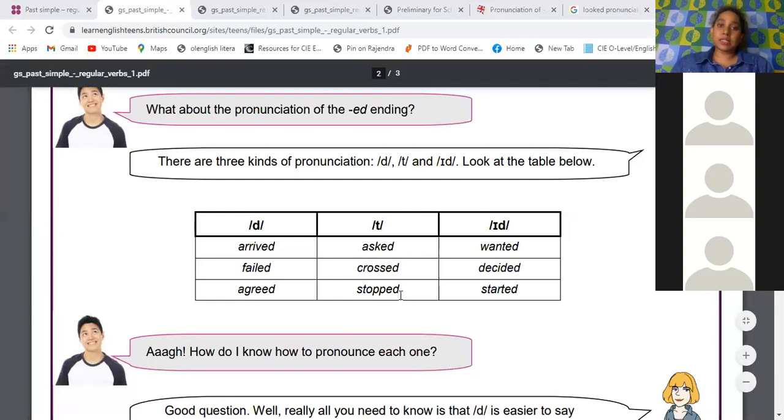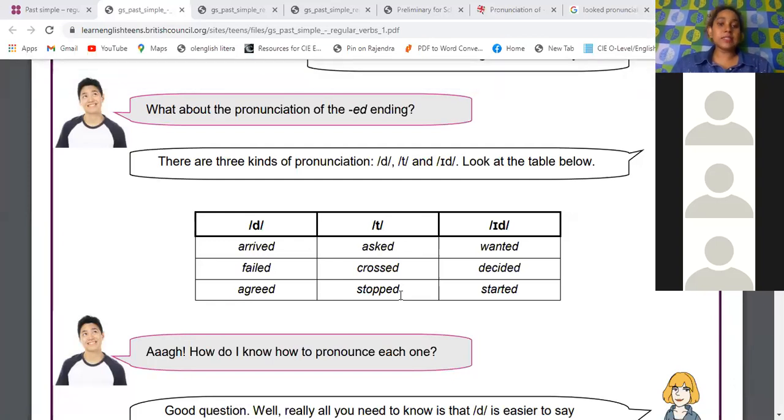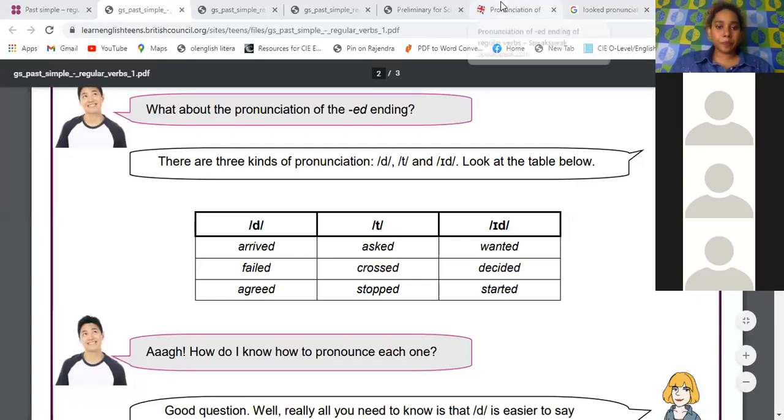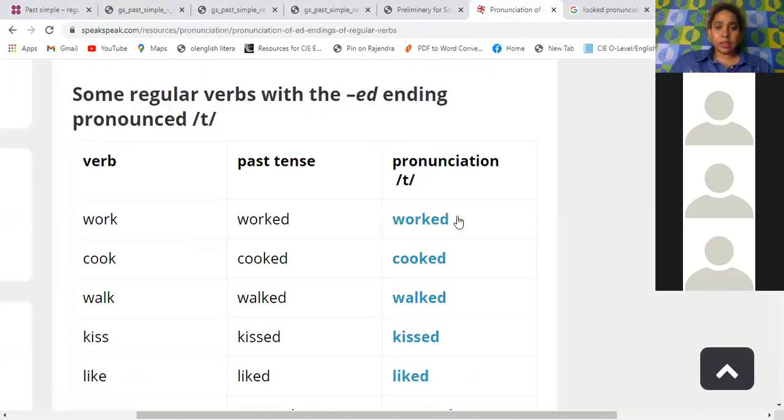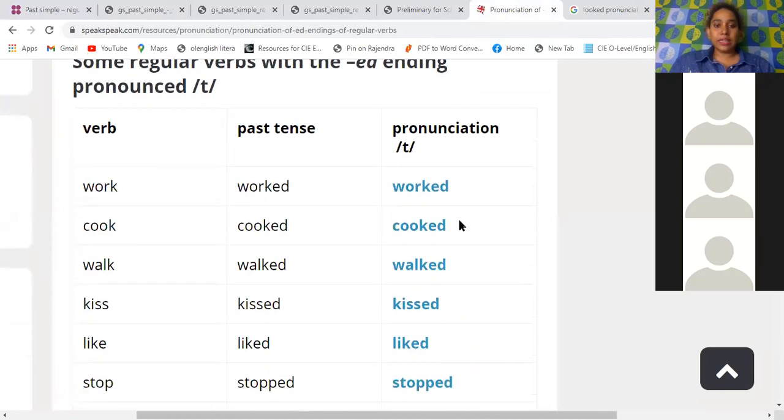Even if you know past tense, simple past tense, the pronunciation of these words will be new to you. And then the ud sound: wanted, decided, started. Now another, some more t ending words.